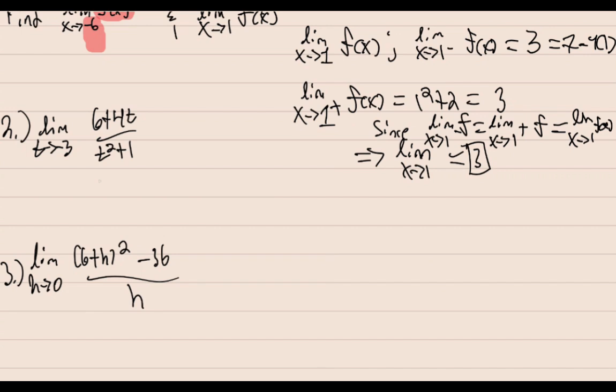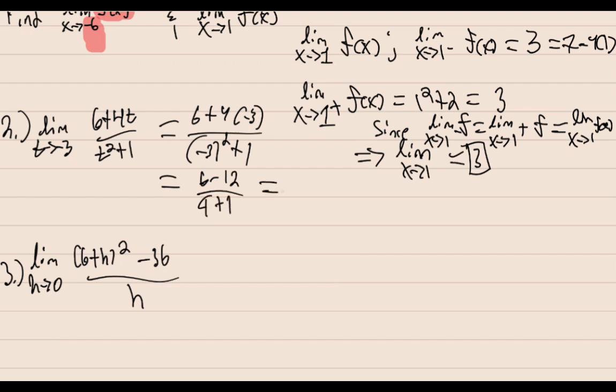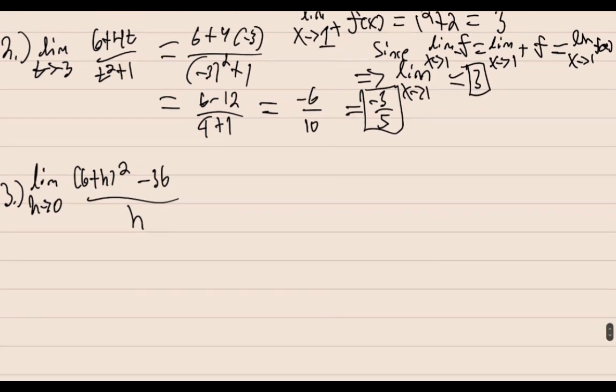So we try plugging in first. We get 6 plus 4 times -3 over -3 squared plus 1. This is equal to 6 minus 12 over -3 squared, that's 9, plus 1. 6 minus 12 is -6. 9 plus 1 is 10. This simplifies down to -3 over 5. Pretty nice. So that was just a nice plug and chug. That's always going to be your first plan of action whenever you're trying to evaluate a limit. Just plug it in first. See what happens.